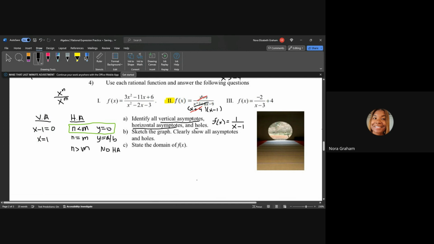And then any holes in the graph. When we're thinking about holes, remember how I said to pay attention to when we cross things out? Basically our holes are indicators of when we cross things out. So notice we crossed out the x plus 9 and the x plus 9. That means we're going to use what we crossed out, our x plus 9, and set it equal to 0.